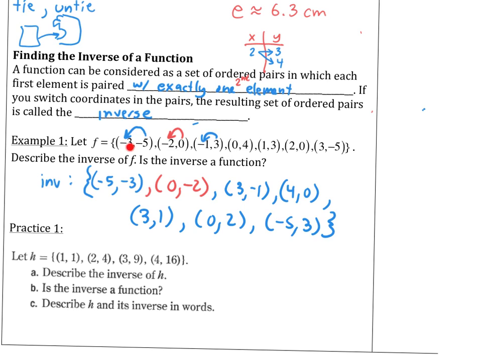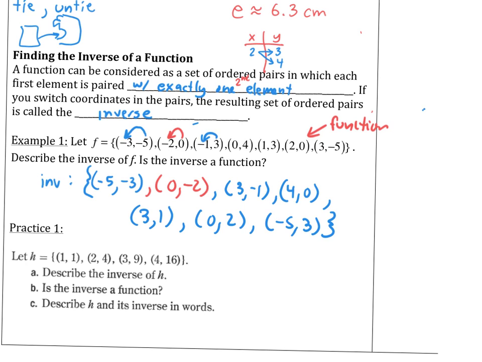Now notice here, every single time I input a -3, which is only once, I get a -5. Every time I input a -2, I get a 0, which is only once. Okay? So this one right here is a function. If you were to plot the points, it would pass the vertical line test. However, is this one a function down here?